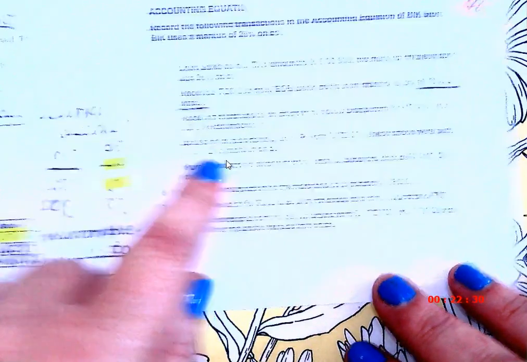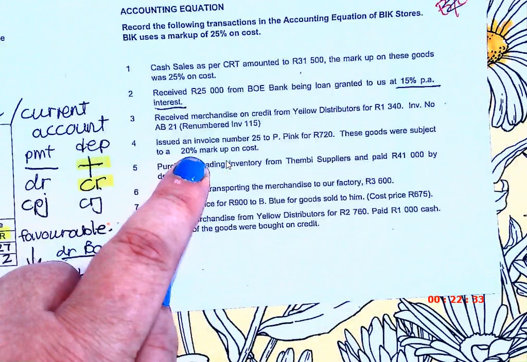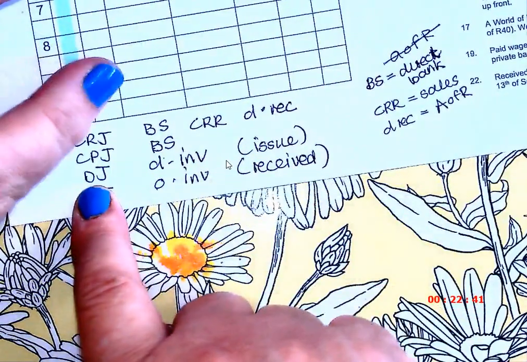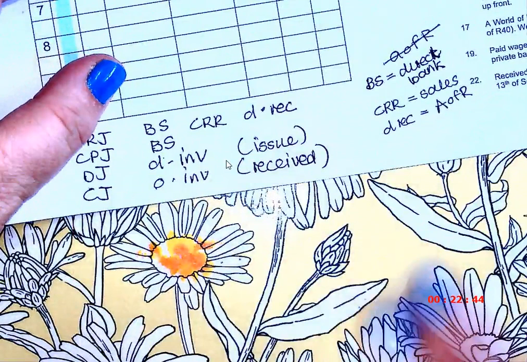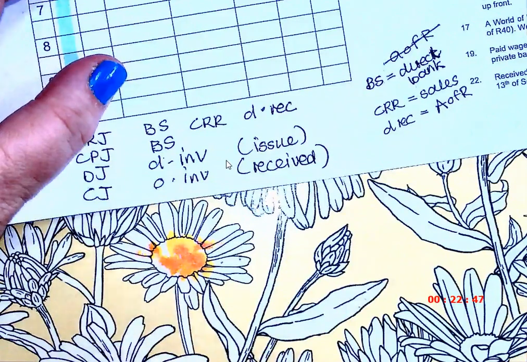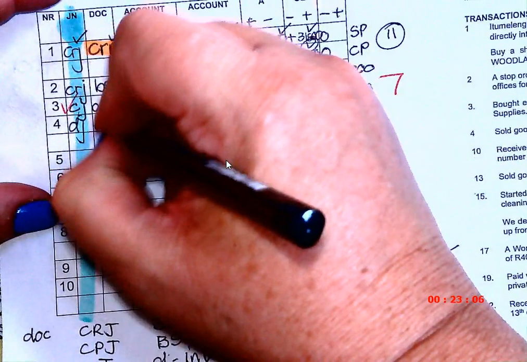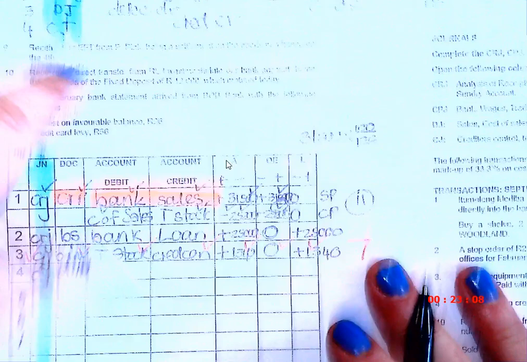We issue an invoice. What did I say about an invoice that's being issued? DJ. Oh, it's a DJ. Can you see the same principles apply everywhere? If I ask you to do the journals, it's the same principles to identify the journals. If I ask you to do the T accounts, it's the same principles to identify the sides. Everything works the same. Okay? So I know it's a DJ. I know it's a duplicate invoice. I know a DJ debtors is debit.